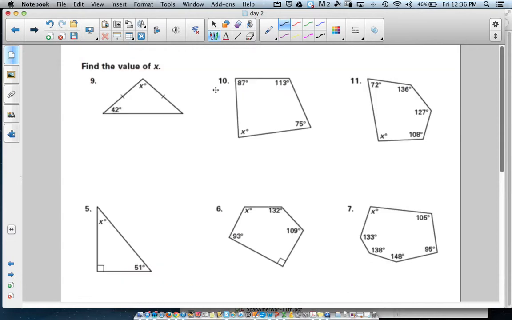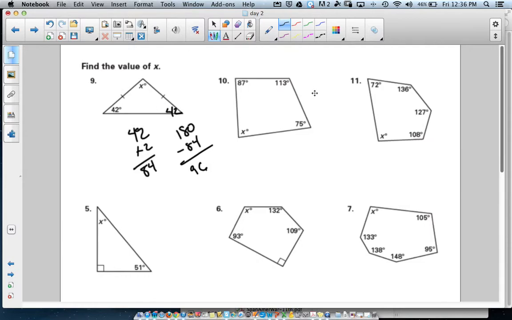Now, if you have, say, number 9, we notice that this line and this line make an isosceles triangle, so this angle over here is 42, and that's 42. So 42 times 2 is 84. Then we subtract that from 180. So 180 minus 84 is 96. So x equals 96.